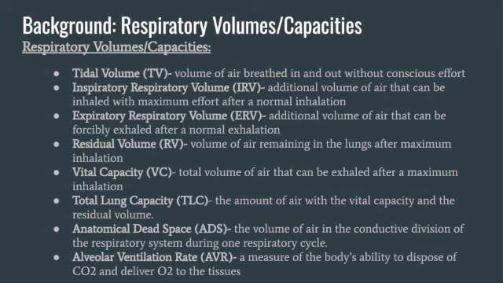And residual volume is the volume of air remaining in the lungs after maximum exhalation. And the vital capacity is the total volume of air that can be exhaled after maximum inhalation. Total lung capacity is the amount of air with the vital capacity and the residual volume. So that's every part of the lung, how much air that could be filled. The next is the anatomical dead space. This is the volume of air in the conductive division of the respiratory system during one respiratory cycle. And the alveolar ventilation rate. And this is a measure of the body's ability to dispose of carbon dioxide and deliver oxygen to the tissues.